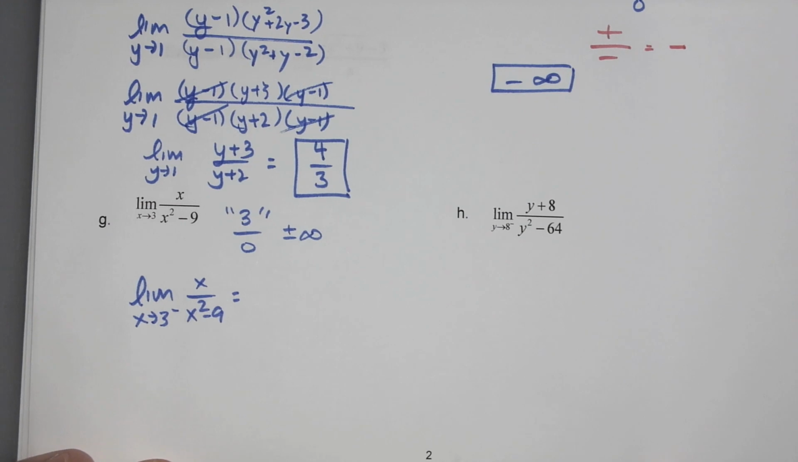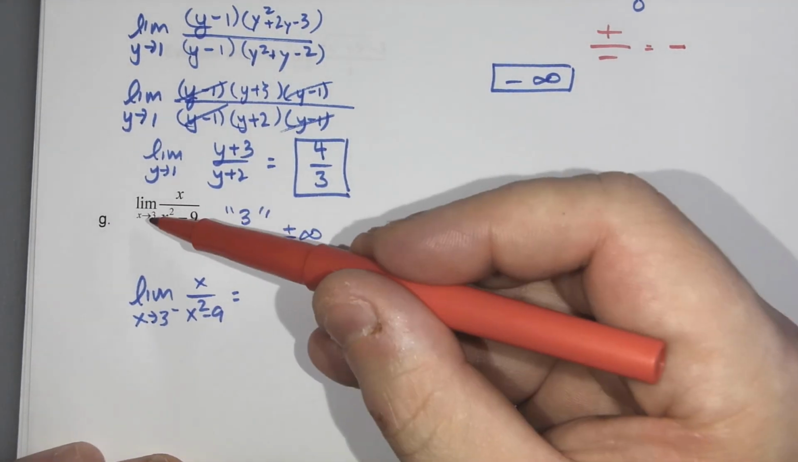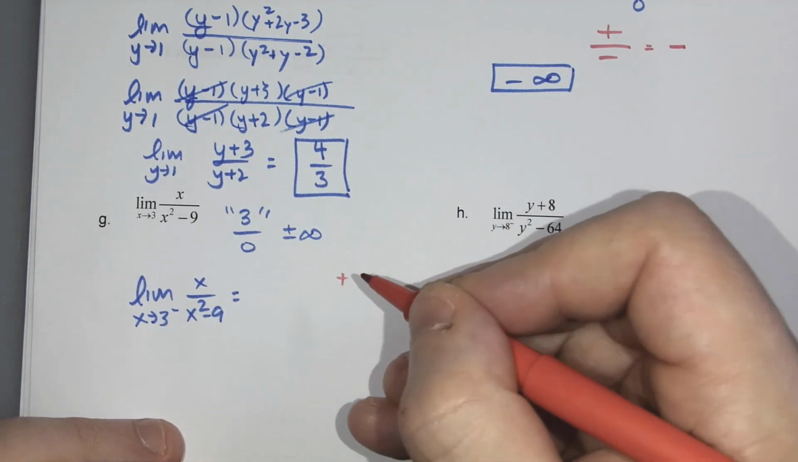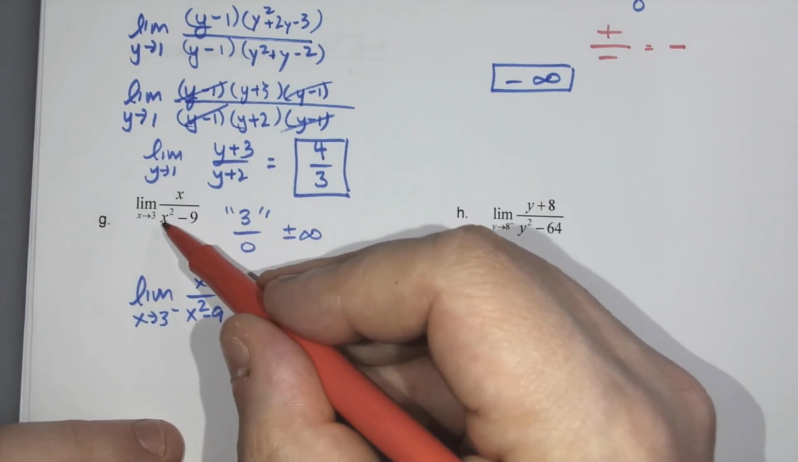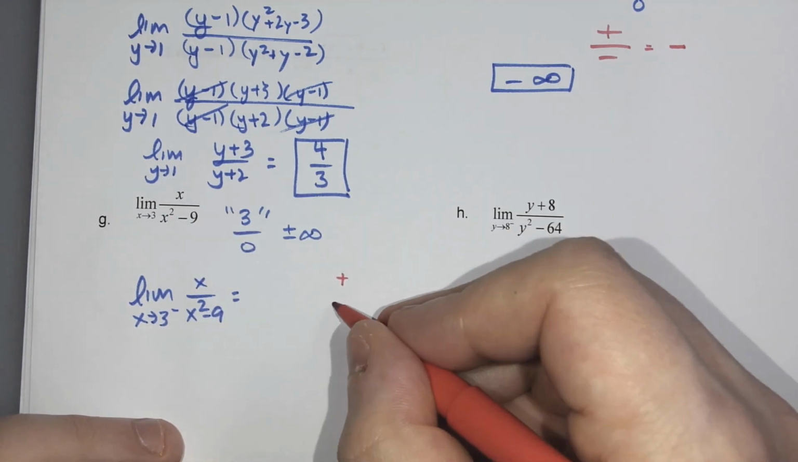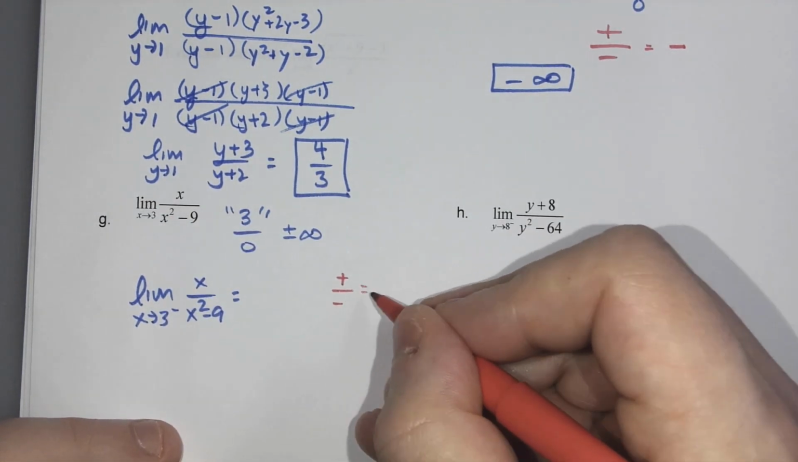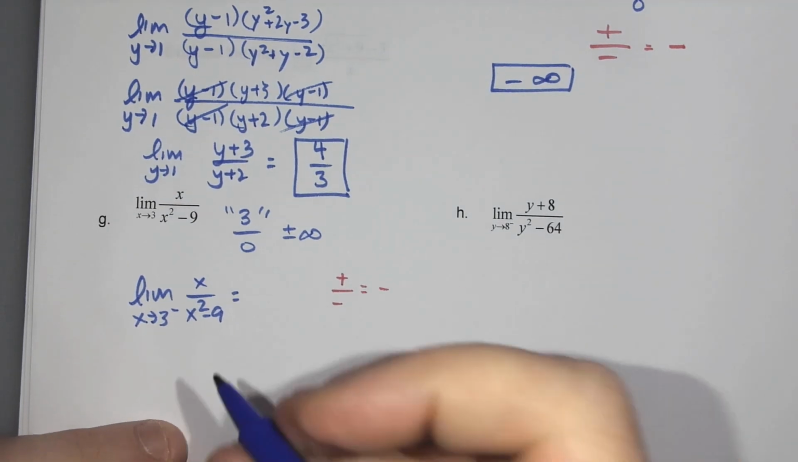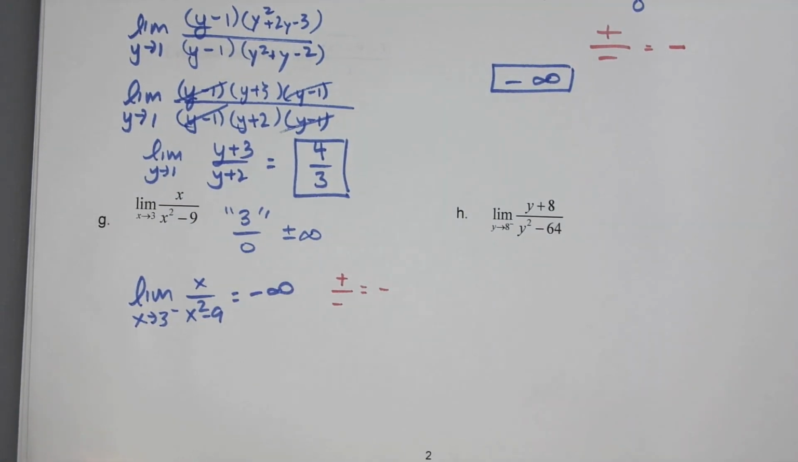For this one, if x were a little bit to the left of 3, we would have positive. Down here, you'd have a number left of 3, so it'd be like 2.9 squared minus 9, which is negative. Positive divided by negative is negative. So this answer would be negative infinity.